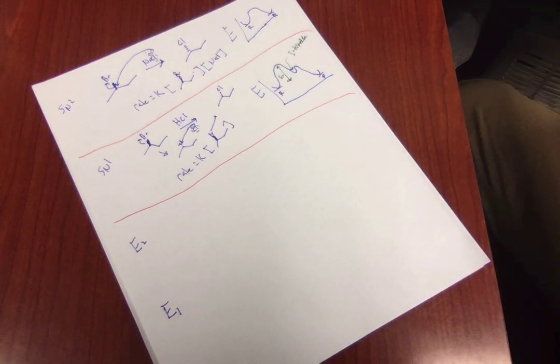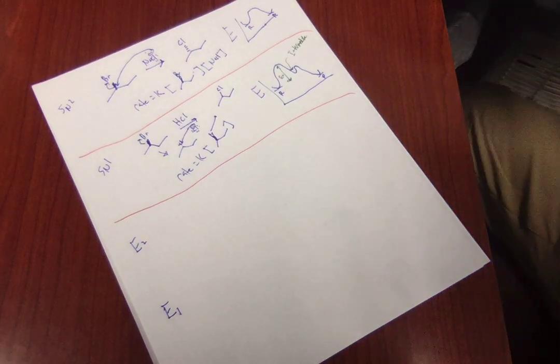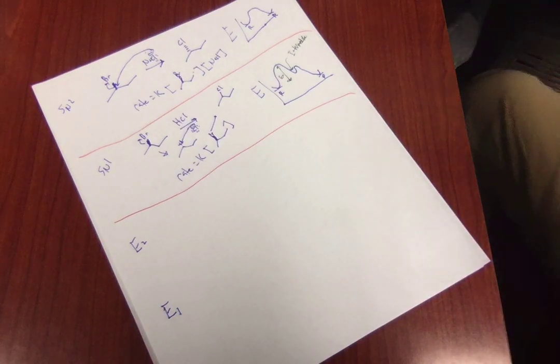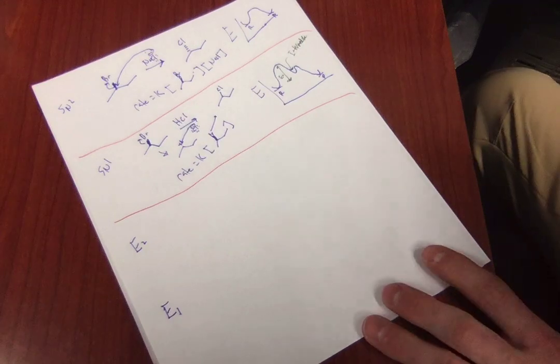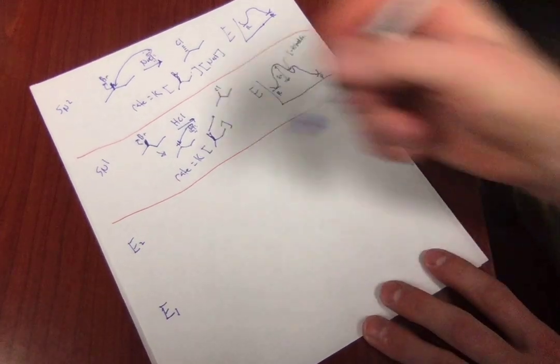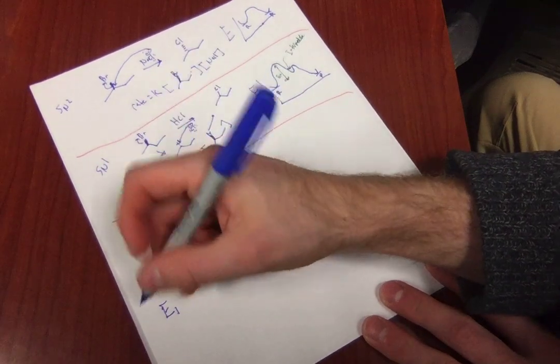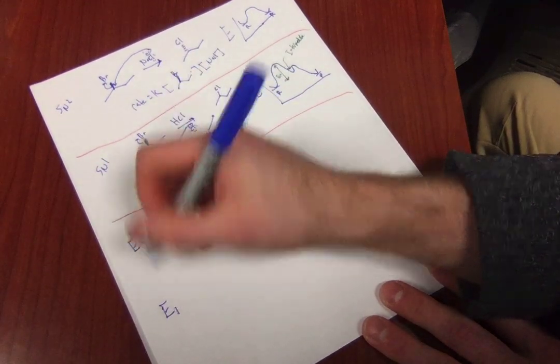Our next one is going to be our elimination. Technically, there's two different types. I'll do E1 on another page. I think I'm going to run out of space.